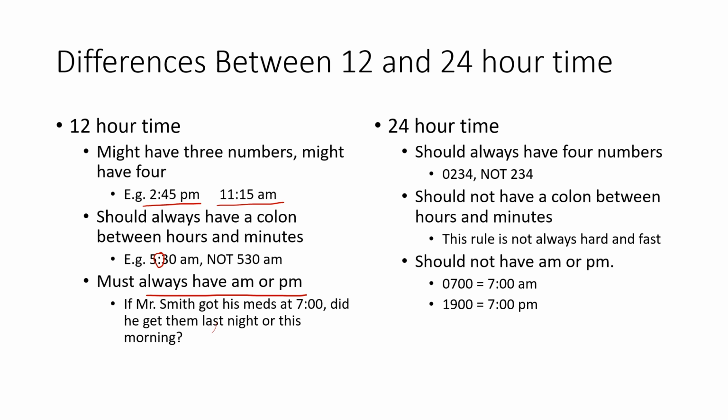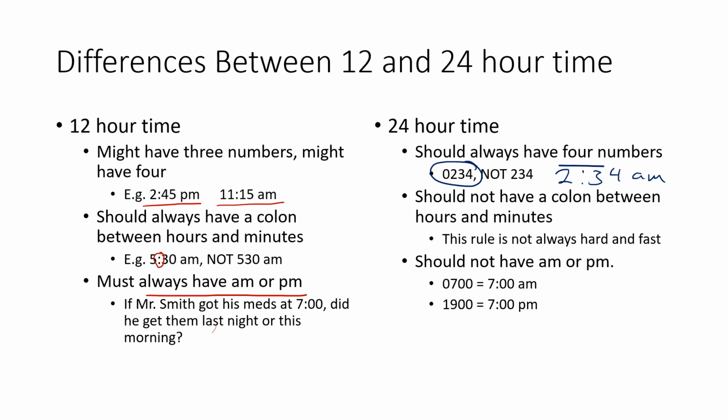Again, back to Mr. Smith. If he gets his meds at 7 o'clock, did he get them at 7 p.m. last night? Did he get them at 7 a.m. this morning? We don't know, just looking at that. Now, 24-hour time, on the other hand, should always have 4 numbers. So if it is 2:34 a.m., we would write that 0234, or we'd say 0234. You would not simply write 234.